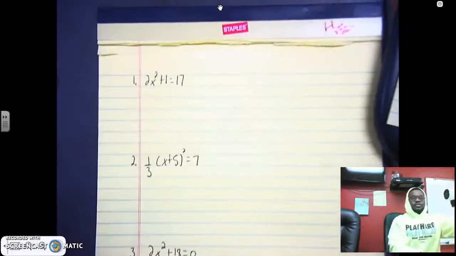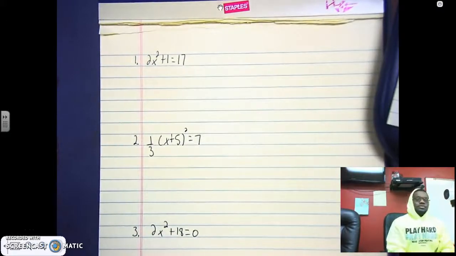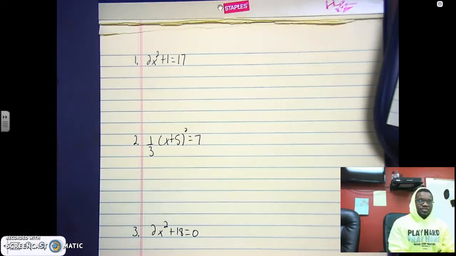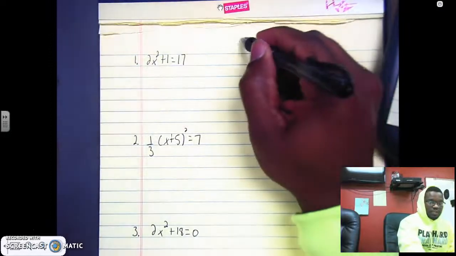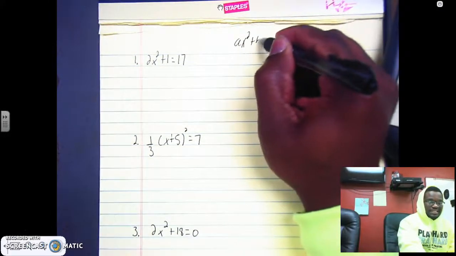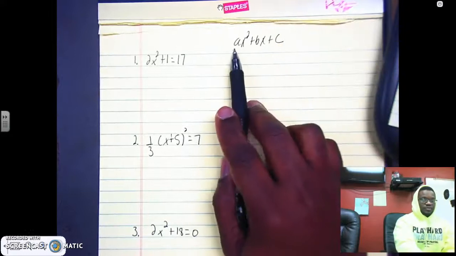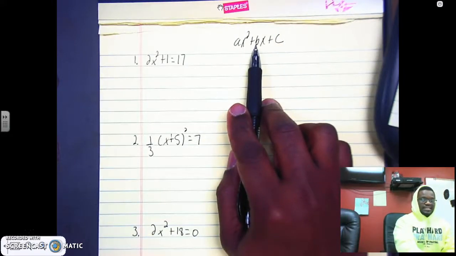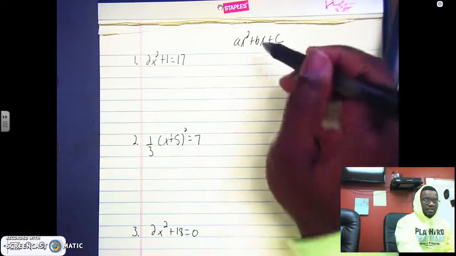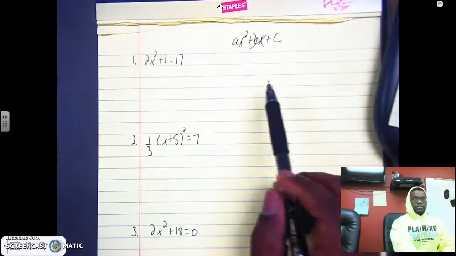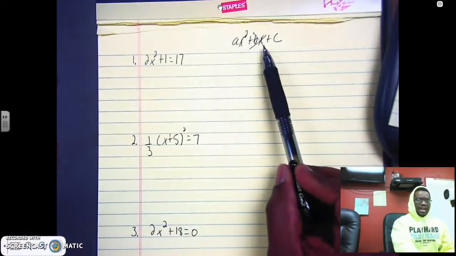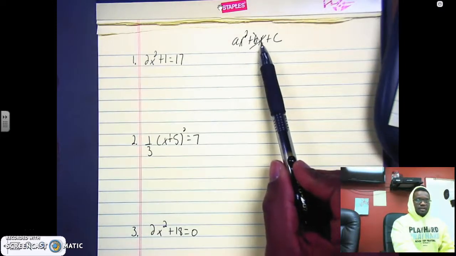Alright, so I want you to notice on each one of these three examples that none of them have an x to the first power. Why? Because you can only solve using square roots if you don't have an x to the first power. If you remember, all of our quadratic equations can be written like this. A is the coefficient on x squared, B is the coefficient on x, and C is just the constant. You cannot solve using square roots if you have bx to the first power.